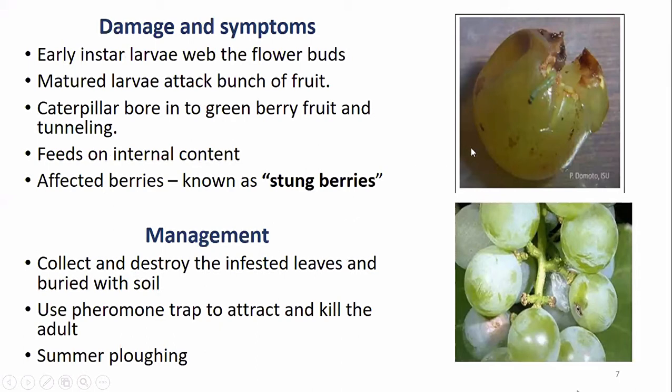Then we see the management practices. Collect and destroy the infested leaves. Sometimes infested leaves contain larvae and the soil contains pupae, so sanitizing the soil and destroying the infested leaves is important. Use pheromone traps to attract and kill the adults. Also do summer ploughing, since pupation may occur in the soil, so summer ploughing destroys the pupae.